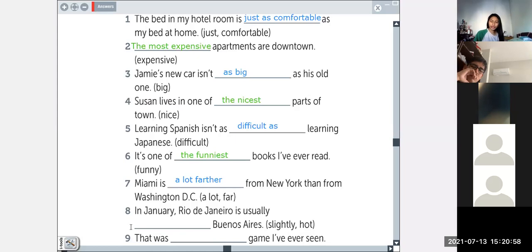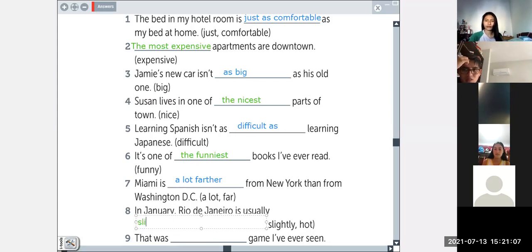In January, Rio de Janeiro is usually slightly hotter than Buenos Aires. Slightly what? Hotter, hotter than Buenos Aires. Okay, slightly hotter than, right? Very good, slightly hotter than. And the last one, please, Oscar. Number 10. Oh, no, it's not the last one, right? Number 9, Oscar.